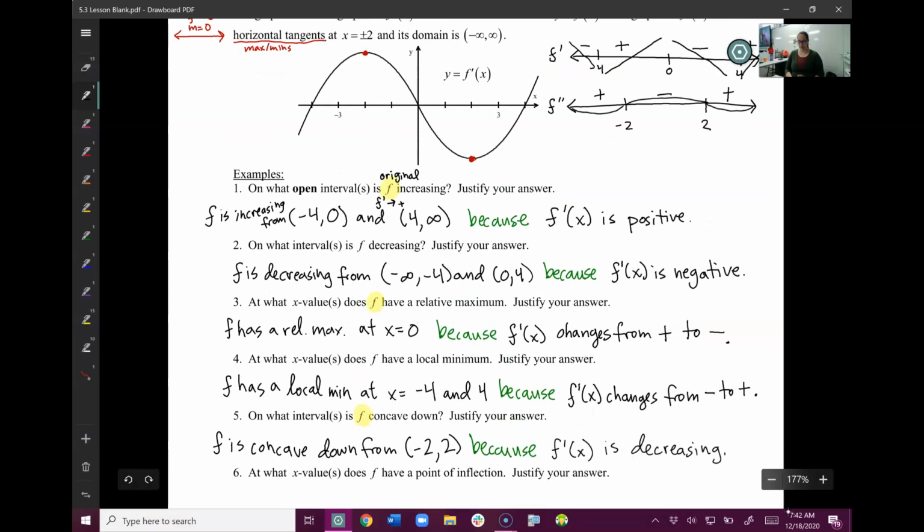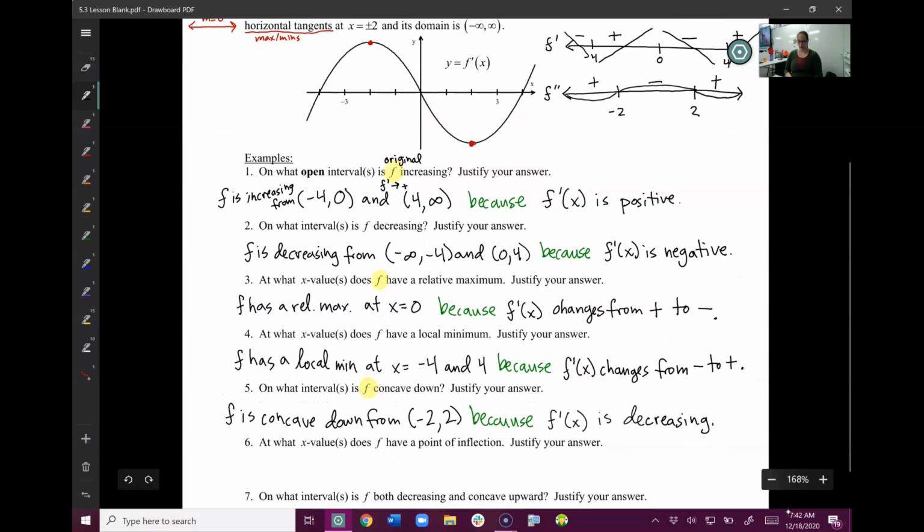Okay, where does it have points of inflection? I want you to try this one on your own. Once again, be careful on your justification. Make sure that you are justifying with what you've been given. Ready, set, go.